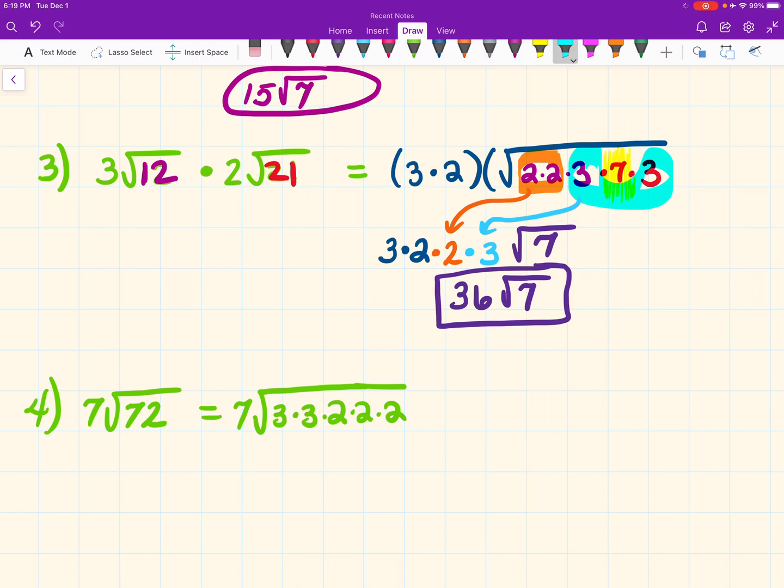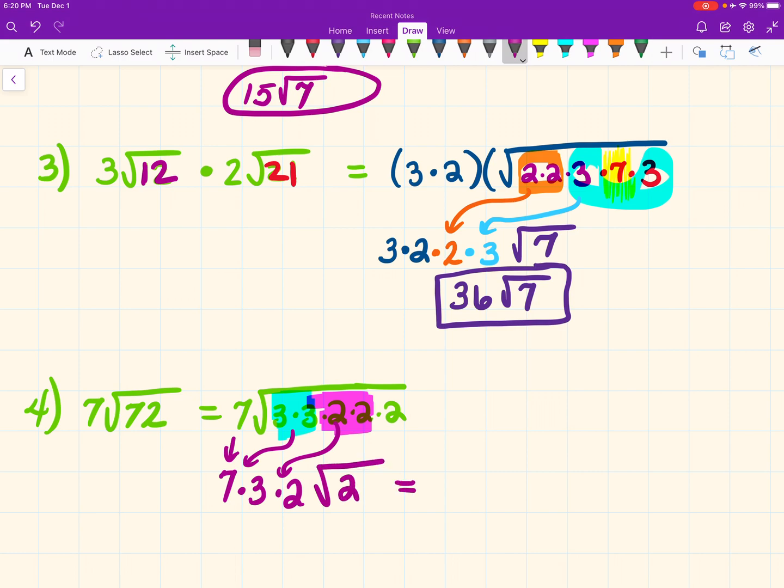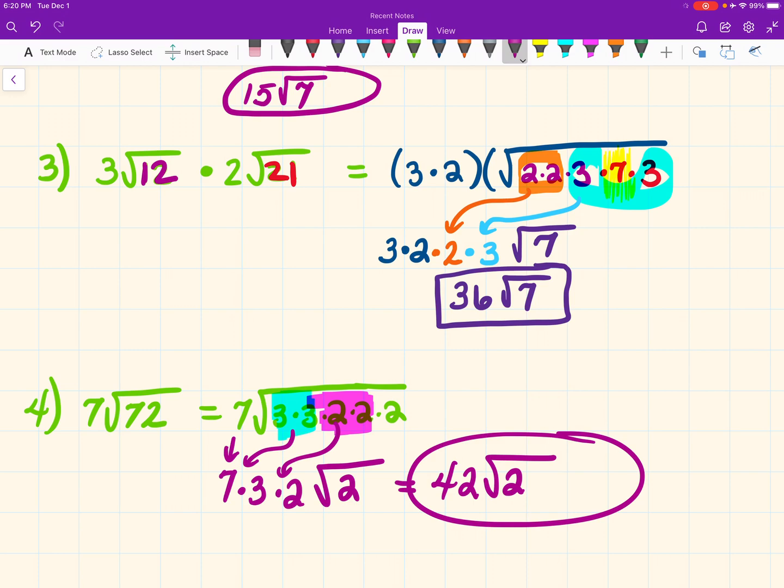If we take out our pairs, we have a pair of 3's, and we have a pair of 2's, and so we have 7 waiting on the outside, a 3 escapes, a 2 escapes, and left behind in our prison is a sad 2. And then 7 times 3 times 2 is 42 on the outside and 2 on the inside. And that's your final answer.